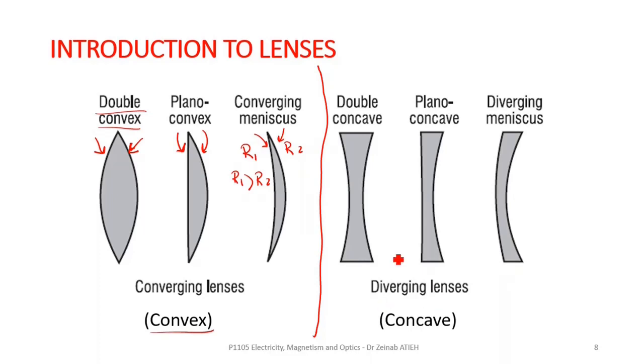To the left, we have a set of 3 diverging lenses, also called concave lenses. A double concave has 2 spherical surfaces like this. Plano-concave, one plane and the other spherical. And the last one is a diverging meniscus. It's similar to the converging meniscus, but the difference is that this has a radius R1 and this has radius R2. So here R1 is smaller than R2, like this.